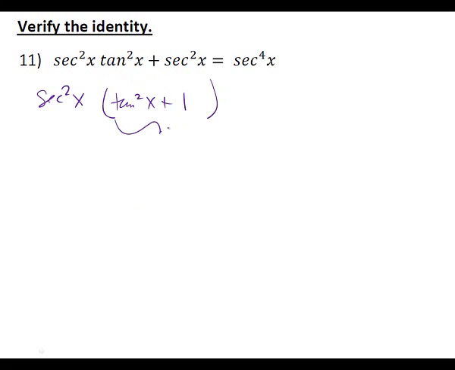I want you to look at your Pythagorean identities on the windows. What am I allowed to replace tangent squared plus 1 with? Secant squared. What's secant squared times secant squared? Secant to the 4th x. Did I get what I wanted? Yes. These two steps in between is what you're getting your points on. You need to write them both down.